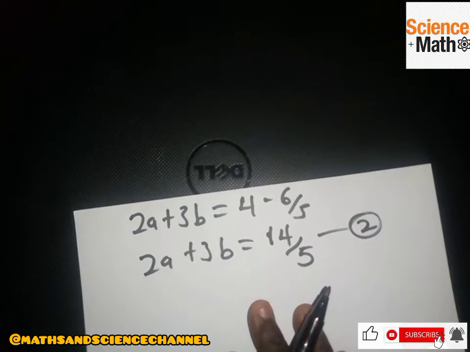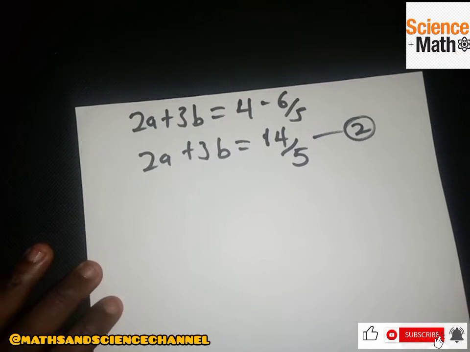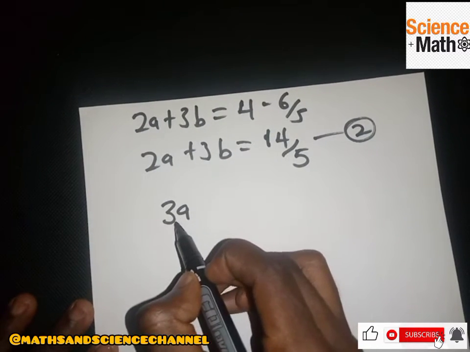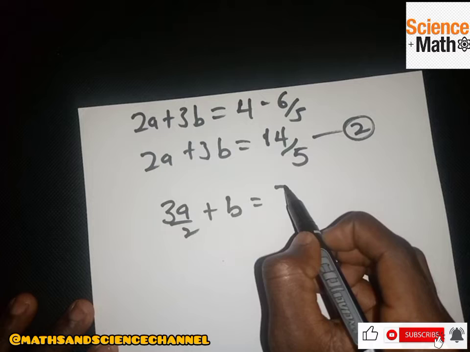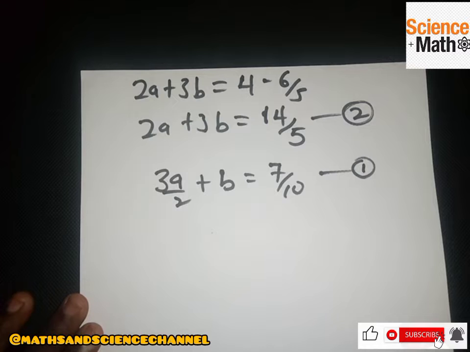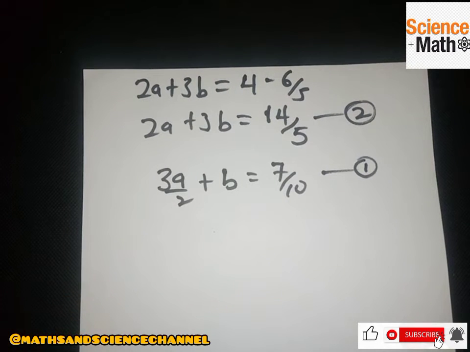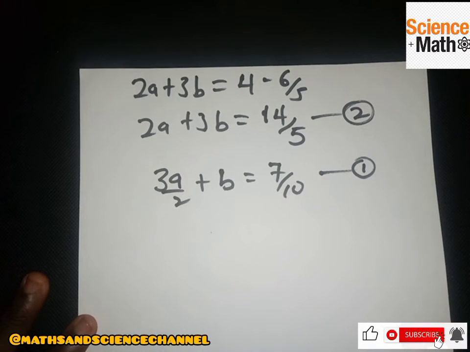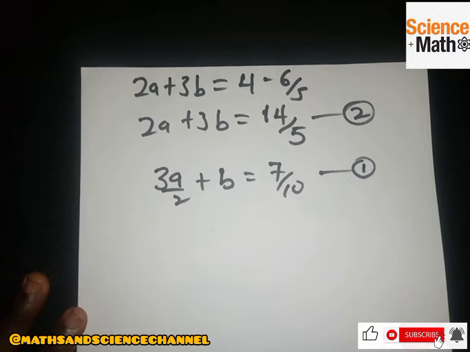From here we have a system of equations, and we have to find a and b. From equation 1 we have 3a over 2 plus b being equal to 7 over 10. This is what we had for equation 1. For the simultaneous equations that we have here, we can either use the substitution method or the elimination method. In this case we are going to use the substitution method because it will be easier. One thing we can do is that in order for us to find one variable, we have to get rid of the other variable.